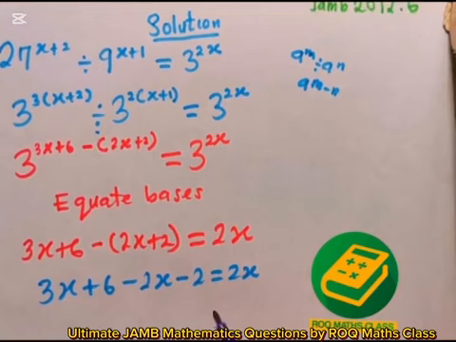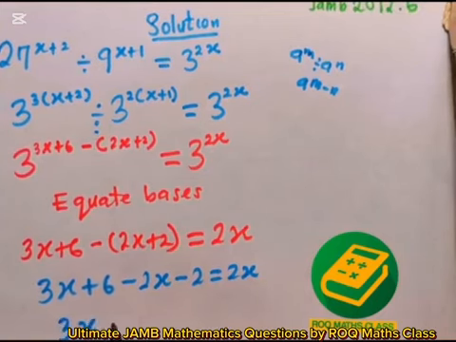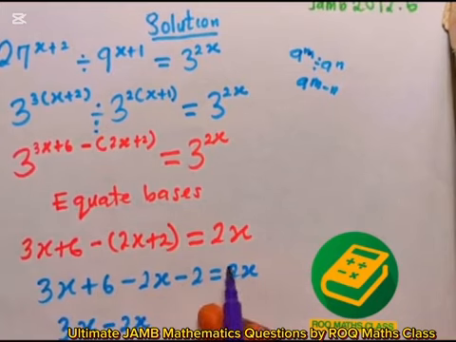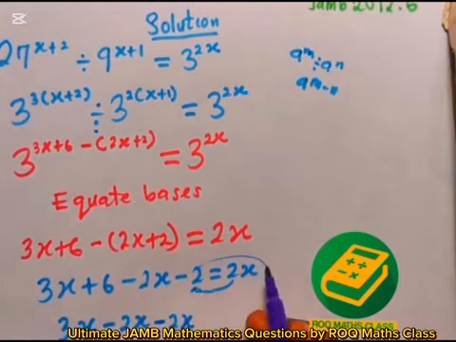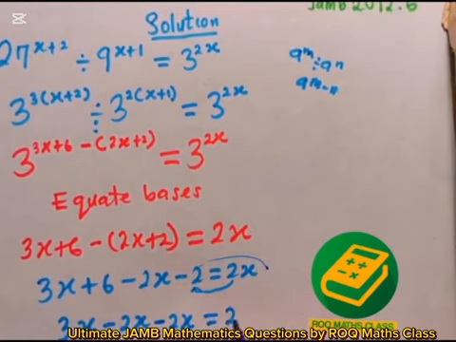Now, if I collect the like terms, I'm going to have 3x minus 2x. By taking this one to my left-hand side, I will have minus 2x. And taking this one to my right-hand side, I will have the same thing as 2. Taking this one to the right-hand side again, I have minus 6.